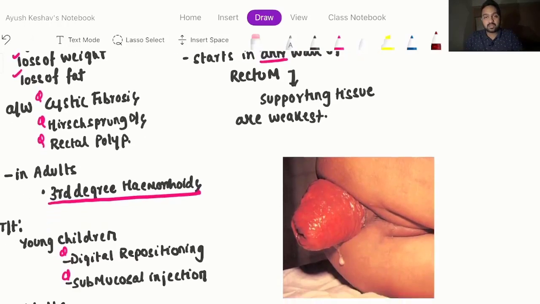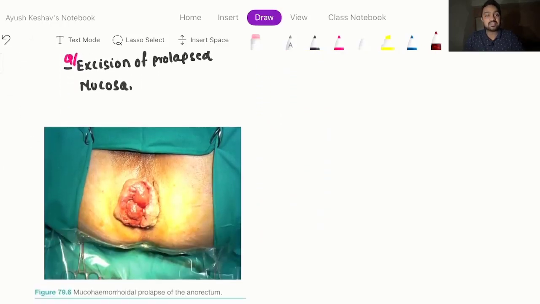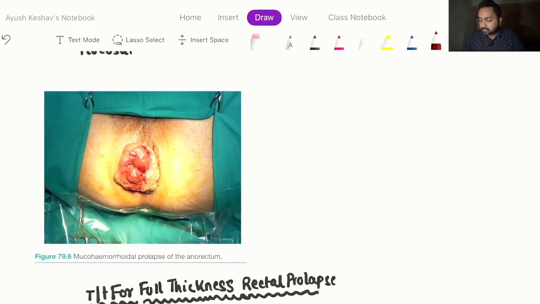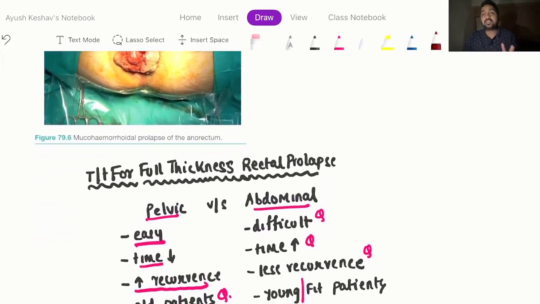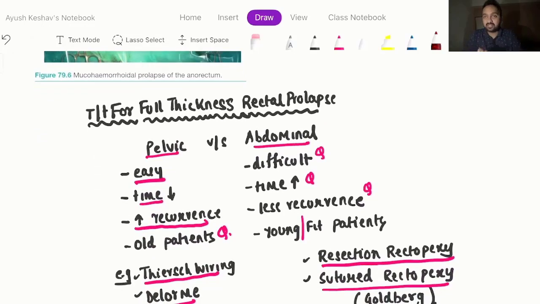So if you look over here, this is an example of full thickness rectal prolapse, and on the other hand this is an example of mucohemorrhoidal prolapse of the anorectum. The treatment for full thickness rectal prolapse could be either a pelvic or an abdominal procedure. Pelvic procedures are usually easy and less time consuming, but have an increased recurrence rate. On the other hand, abdominal procedures are difficult, take much more time, and have a lower recurrence rate compared to pelvic procedures.